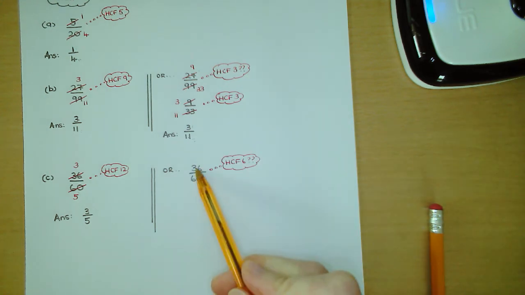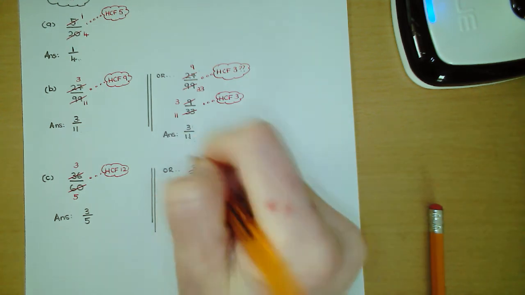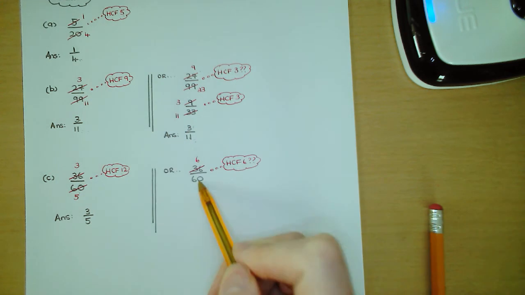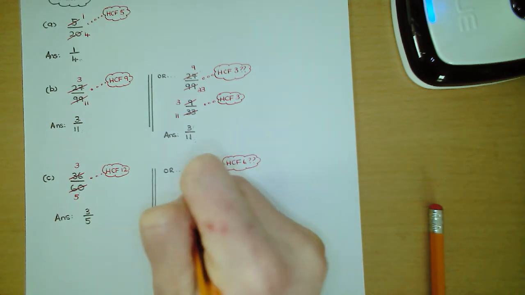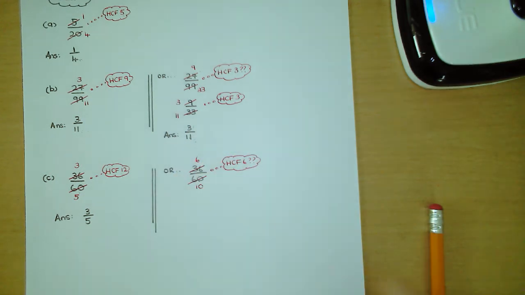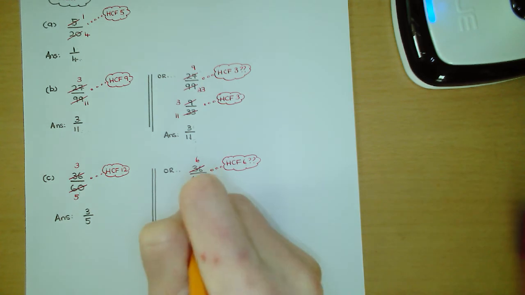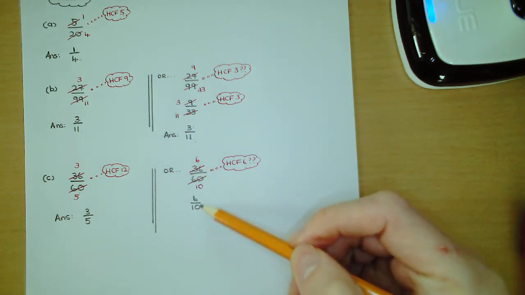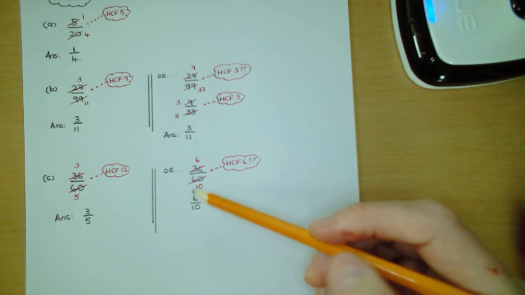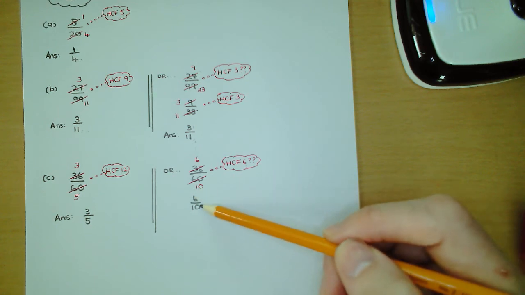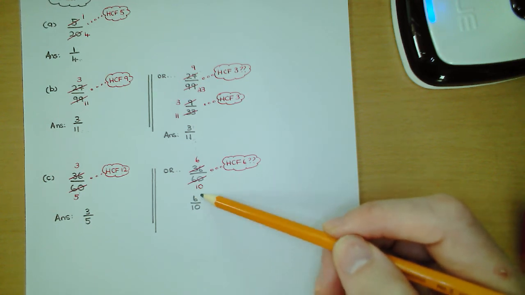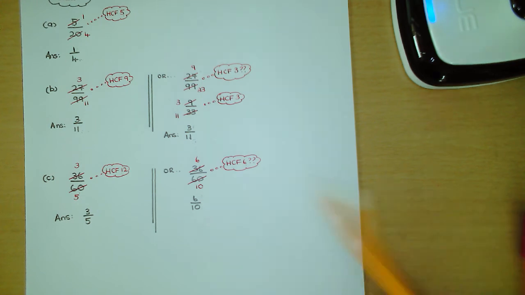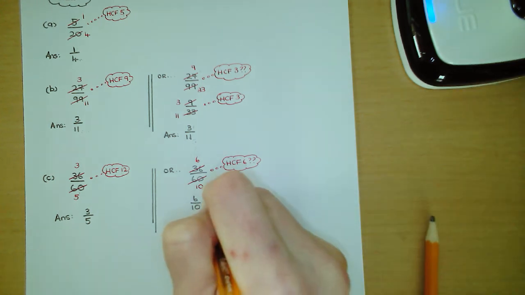So, let's divide the numerator by 6. We'll get 6. Divide the denominator by 6. We'll get 10. So at the minute, we have 6 over 10. But the fraction that we now have is not fully cancelled because there's a larger number than 1 that goes into the numerator and denominator, and that number is 2. So we can cancel again.